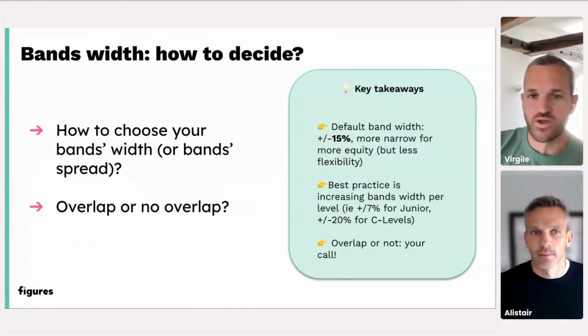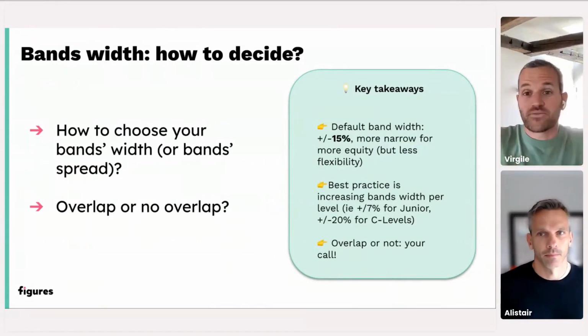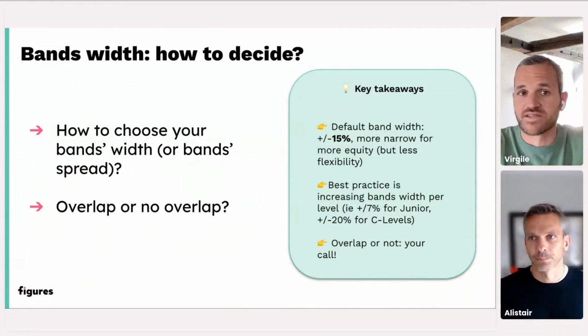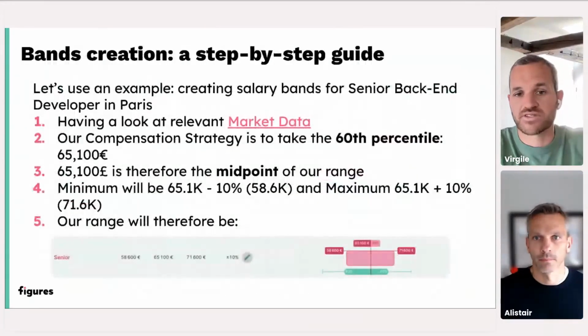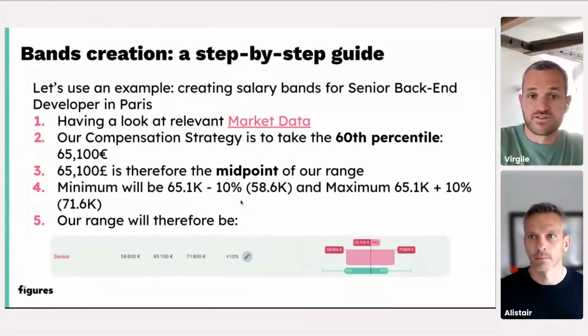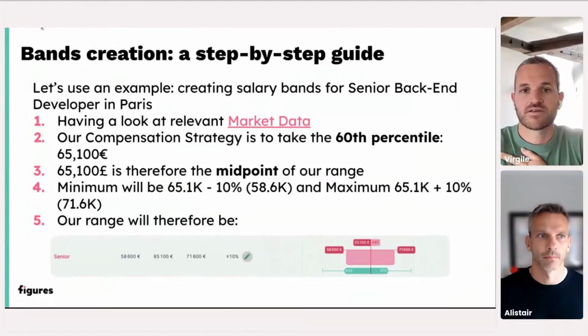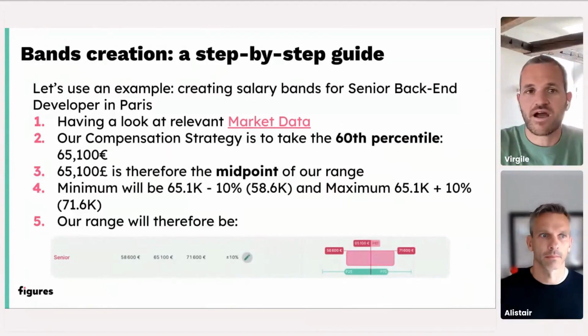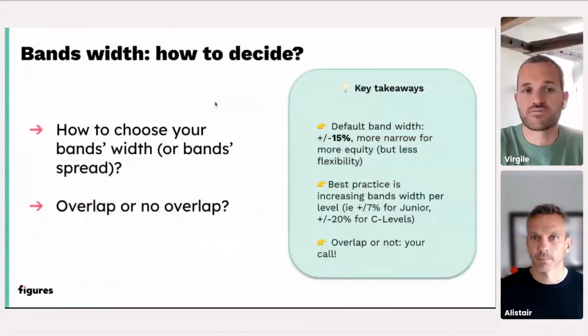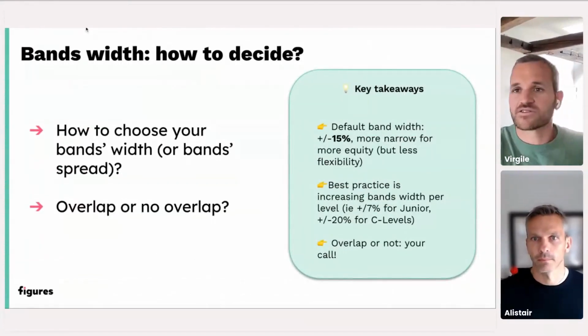So defining the widths, how large should your bands and your ranges be, is a key question, right? And I use 10% in the example. If you remember on my previous slide, I use 10%. So I started off with the midpoint minus 10% and plus 10%. But why 10%? How do you go about choosing that bandwidth? Al, enlighten us there. It's a key question.